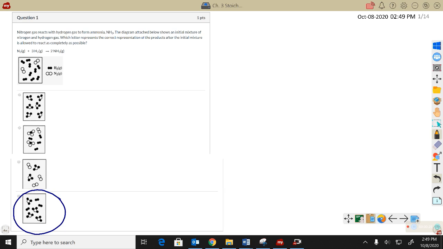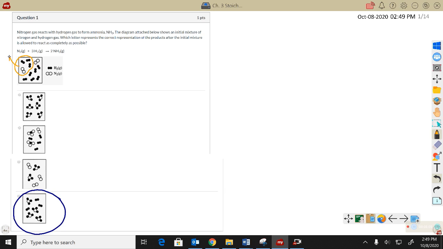So the key is that we have to look at the ratio from the balanced equation. I need 1 nitrogen for every 3 hydrogen, and when I find that ratio, I will produce 2 ammonia. So here's what I like to do. I like to just kind of group the particles as much as I can according to the ratio in the balanced equation. So the nitrogen are the white atoms and the hydrogen are the black. So I'm going to look for a group of 1 nitrogen and 3 hydrogen, for example. And every time I can group those particles together, I'll produce 2 ammonia.